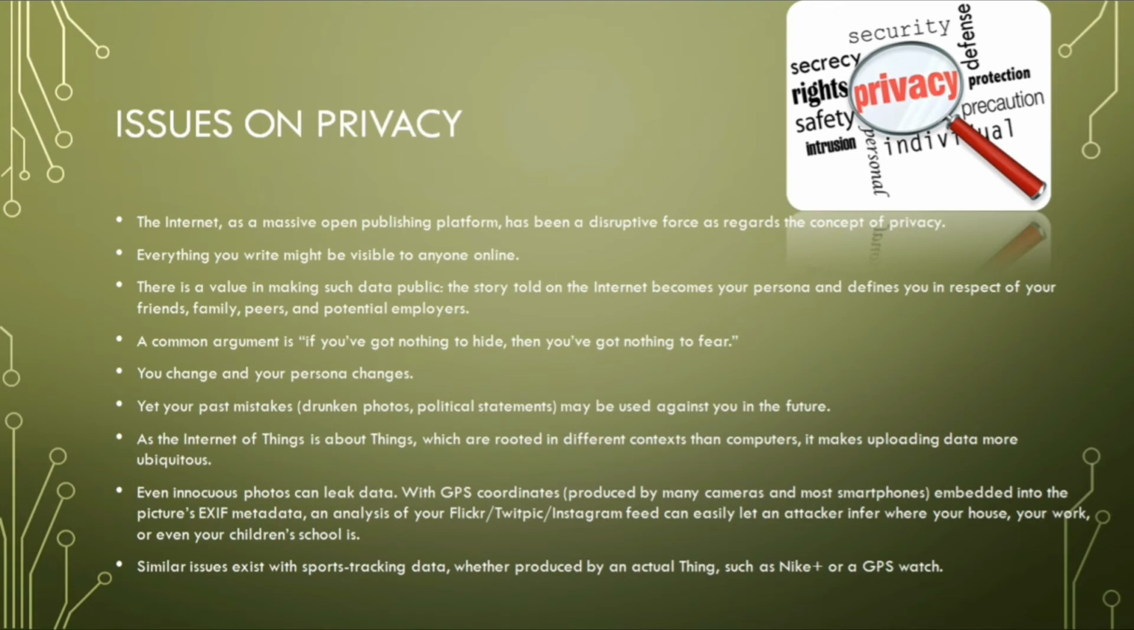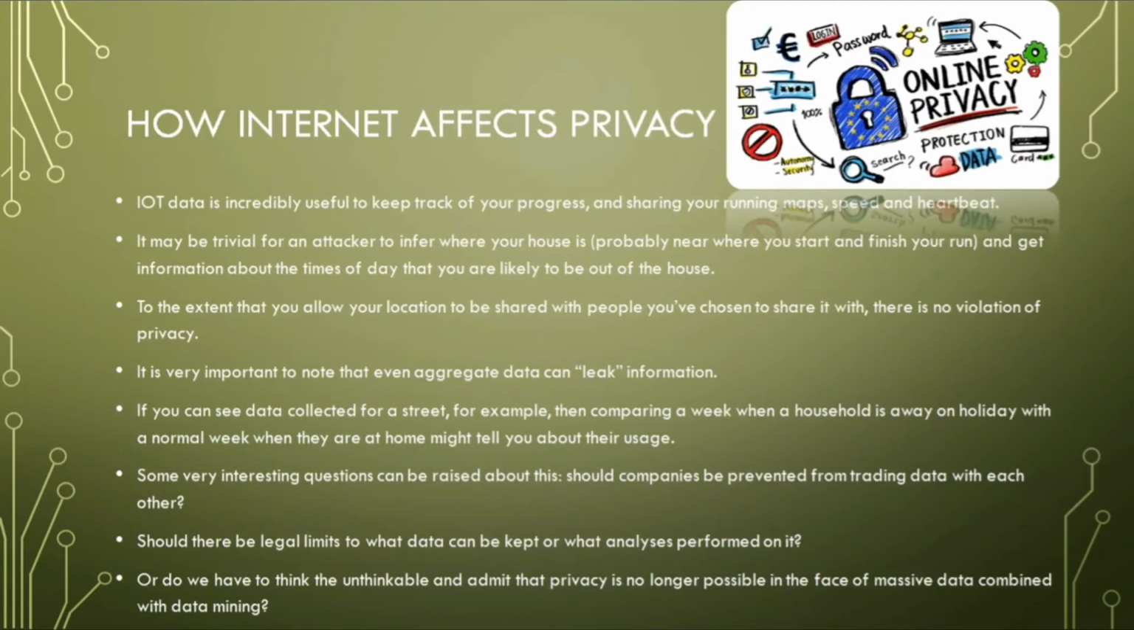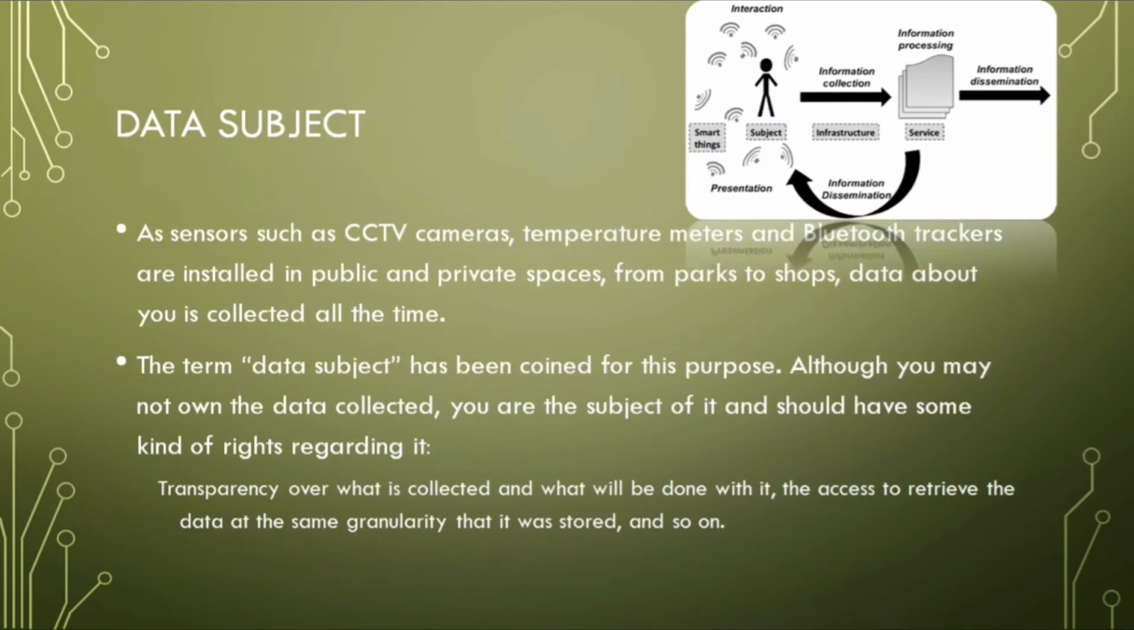There is a value in making such data public. The story told on the internet becomes your persona and defines you in respect of your friends, family, peers, and potential employers. As the Internet of Things is about things which are rooted in different contexts than computers, it makes uploading data more ubiquitous. For example, even innocuous photos can leak data. With GPS coordinates embedded into the pictures, metadata and analysis of your Flickr or Instagram feed can easily let an attacker infer where your house is, where your work is, or even where your children's school is.